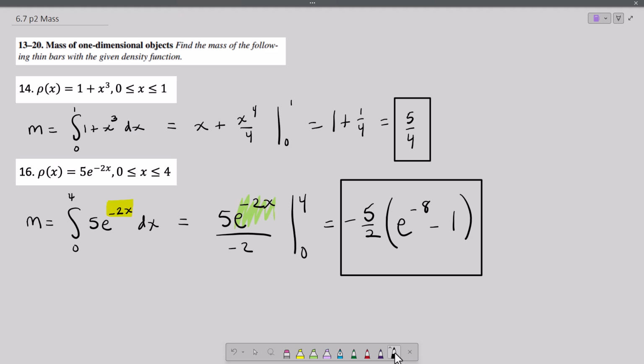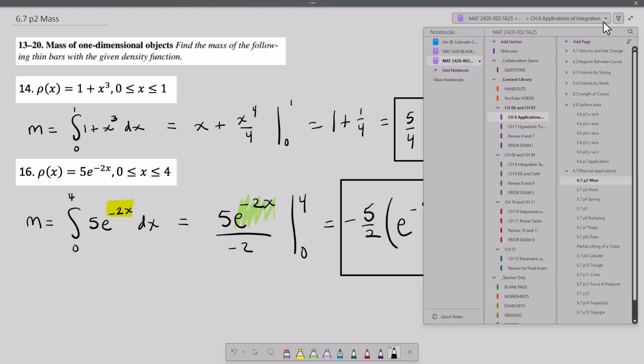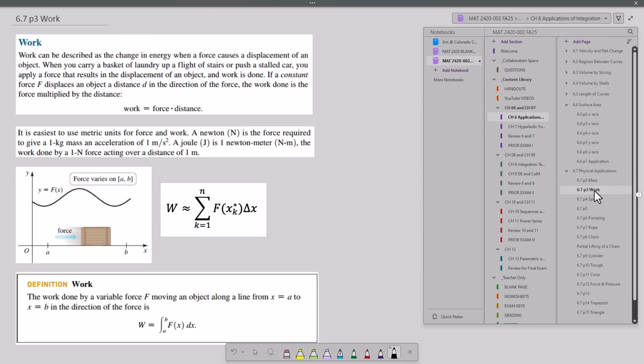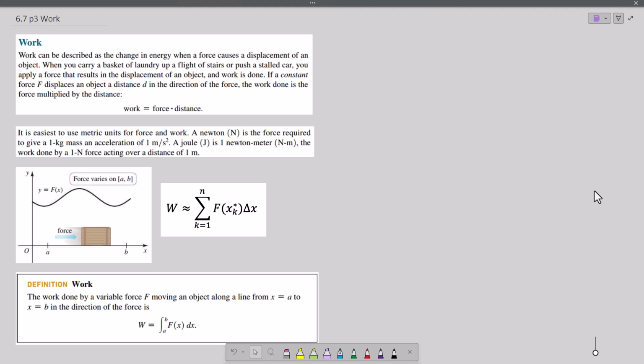Okay, so just the basic concept in this section, with this one-dimensional density: integrate density, you get mass. That's the concept we want in our head right now. Integrate density to get mass.